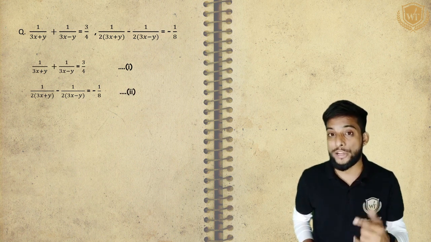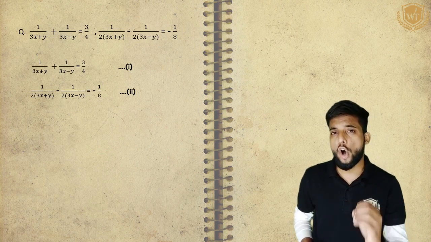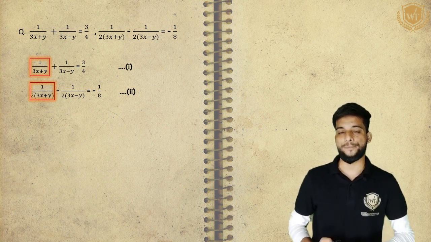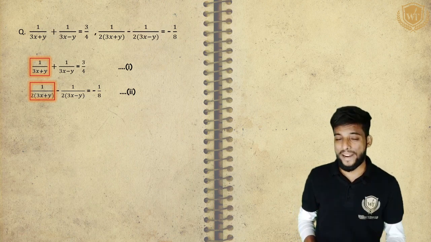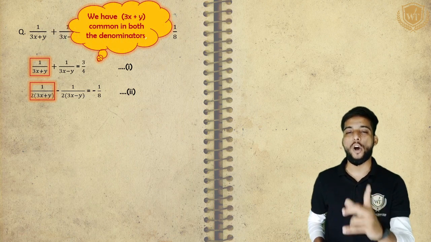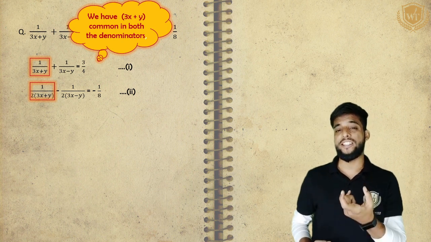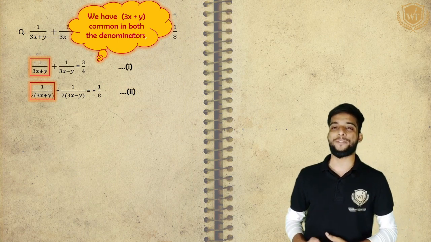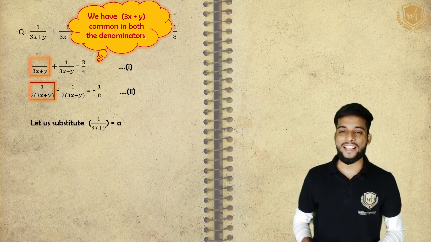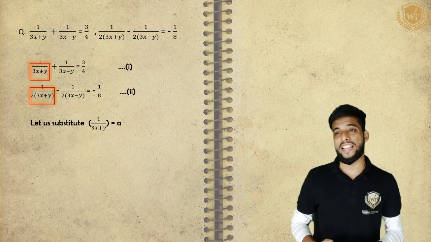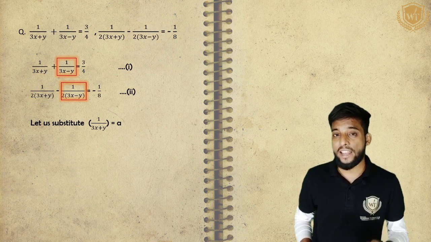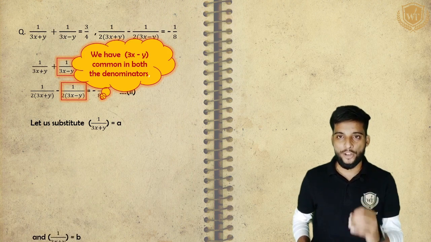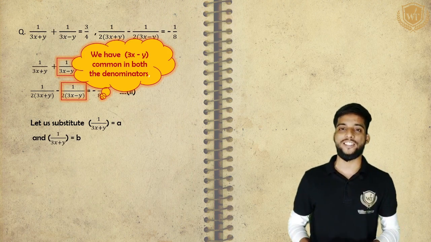Now students, converting these equations into linear. Observe the first terms of both the equations. 1 upon 3x plus y and 1 upon 2 into 3x plus y. The denominators are not same, but we have 3x plus y as common in both the denominators. So we are only going to consider 3x plus y. While substituting, we are going to substitute the reciprocal of 3x plus y, that is 1 upon 3x plus y, as another variable a. Similarly, in the second term, you have 3x minus y and 2 into 3x minus y. So here we have 3x minus y as common. So we are going to substitute 1 upon 3x minus y as another variable b.